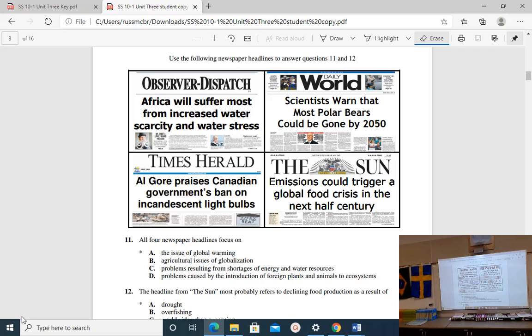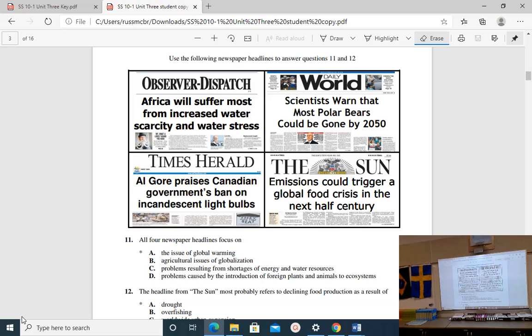Top right, scientists warn that most polar bears could be gone by 2050. Well, we don't have another C there. It's not shortage of energy or water. This is something different. That's a D now. But could it fit under global warming? Yes, it could. So even after just looking at the top 2, the only answer long or wide enough to embrace both the Observer Dispatch and the Daily World is A. Because those 2 are looking at C and D respectively, but also under that big umbrella of A.